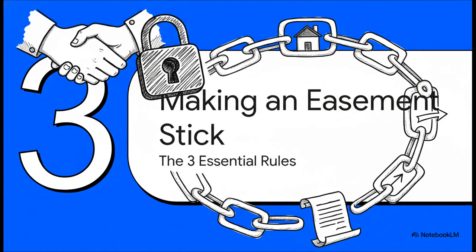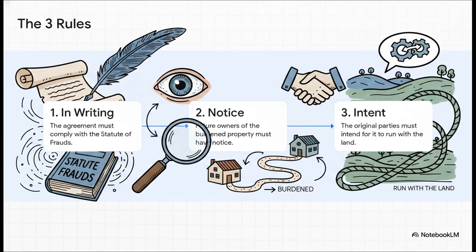So how do you actually create one of these powerful things, an express easement, so that it legally binds every single future owner? Well, it's not as simple as a handshake. There are 3 essential rules that you absolutely have to follow. First, it has got to be in writing. This is to satisfy a very old law called the Statute of Frauds. Second, and this one is so important, all future owners have to have notice that this thing exists. And third, it has to be super clear that the original folks who made the deal intended for it to run with the land, and not just be a personal promise between the two of them.